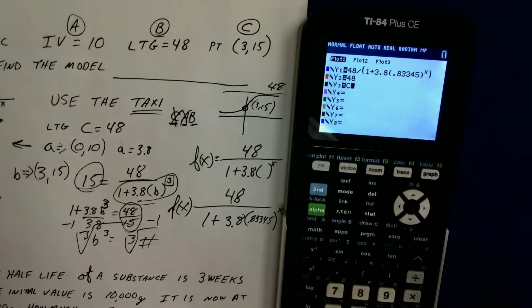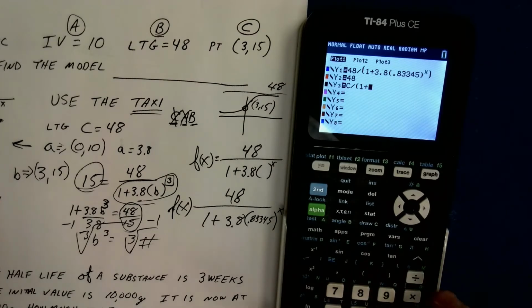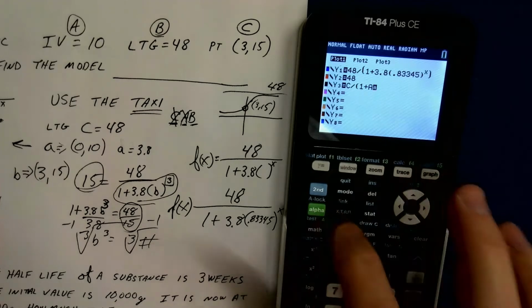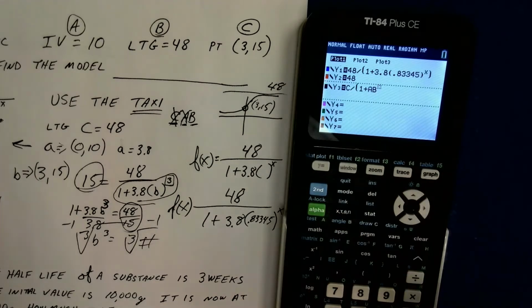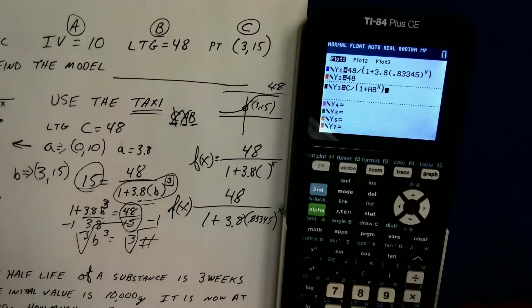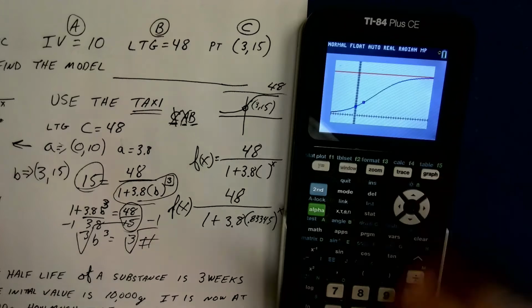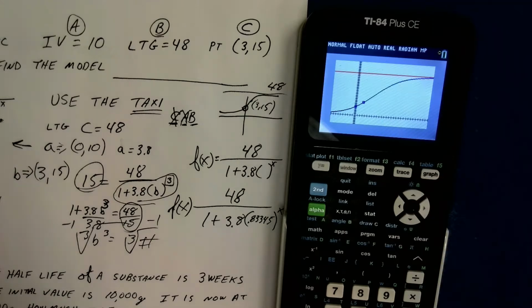I can do alpha C divided by parentheses 1 plus alpha A, alpha B, raised to the x, close parentheses, just like that. And watch what happens when I hit graph. You can see my blue line turns to a black line. They are the exact same things.